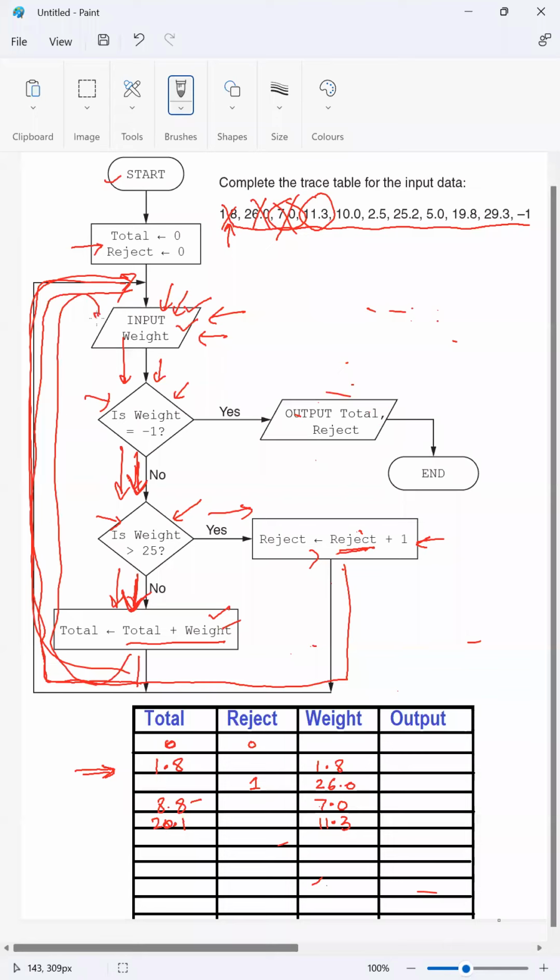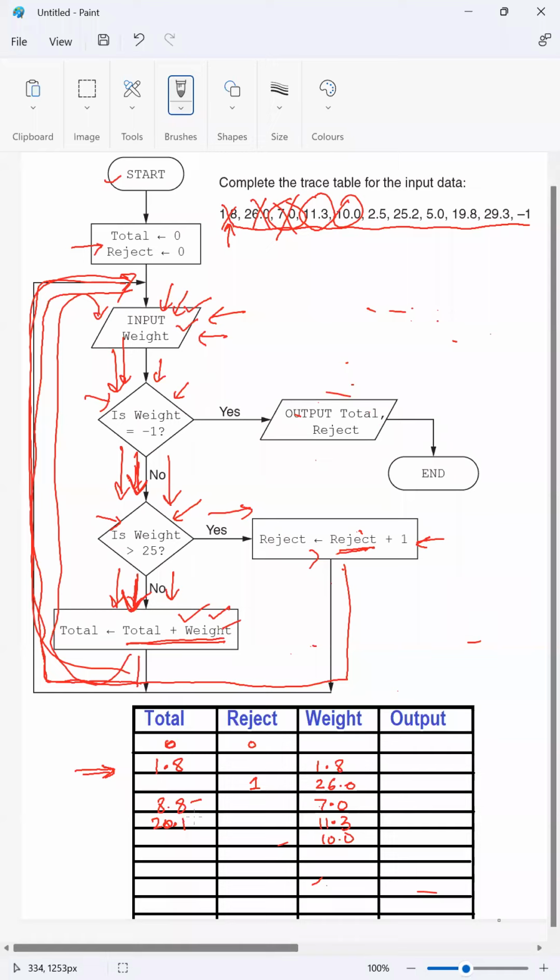We go back once again to take the input. The next value of weight is 10.0. So we're going to write 10.0 here. And then, is weight equal to -1? The answer is no. So we're going to come down. Is weight greater than 25? The answer is no. So we're going to come down and update the total once again. And total is equal to total plus weight.